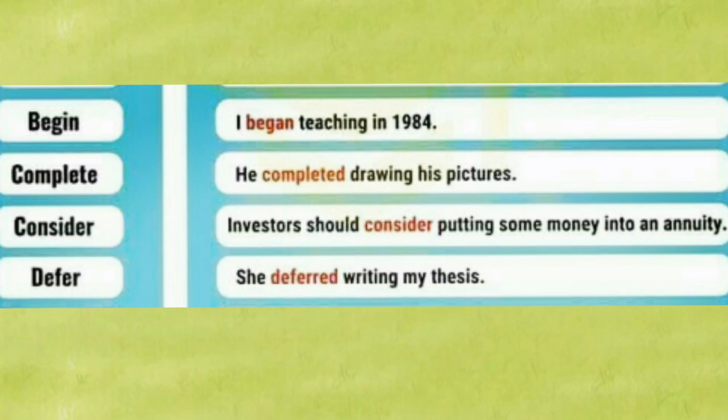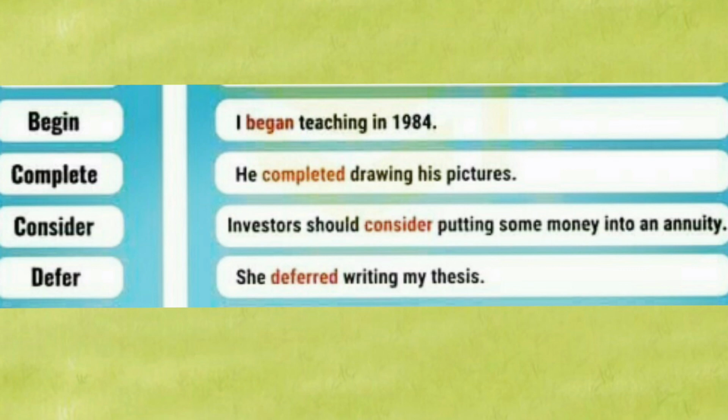After consider comes only the gerund. Investors should consider putting some money into an annuity. That is, after consider comes only the gerund. She deferred writing my thesis. After deferred comes only the gerund, that is verb plus ing form, that is writing.